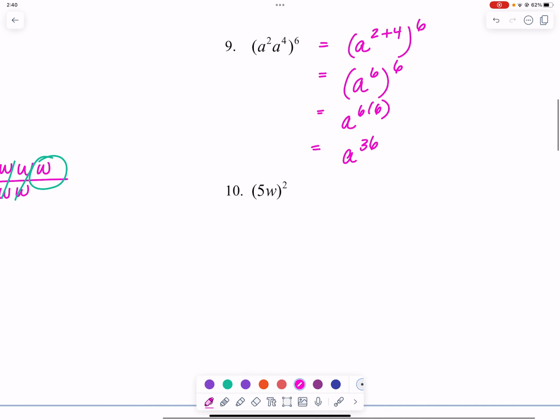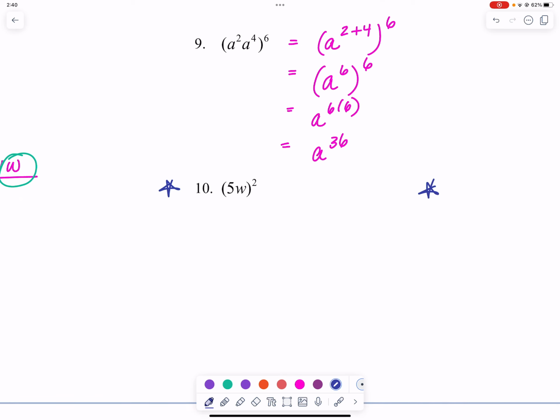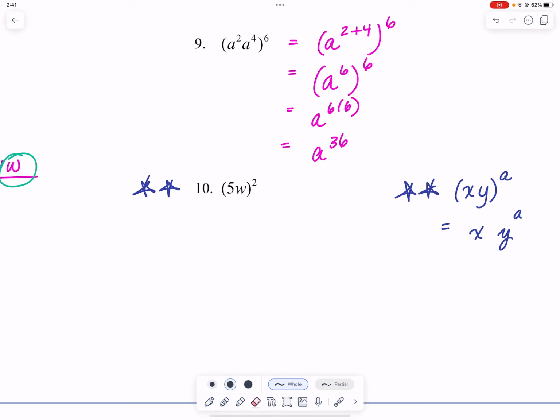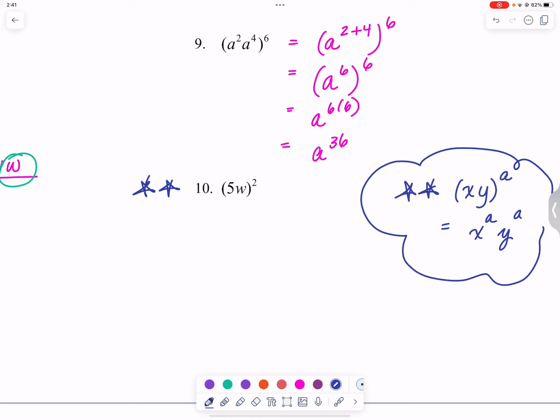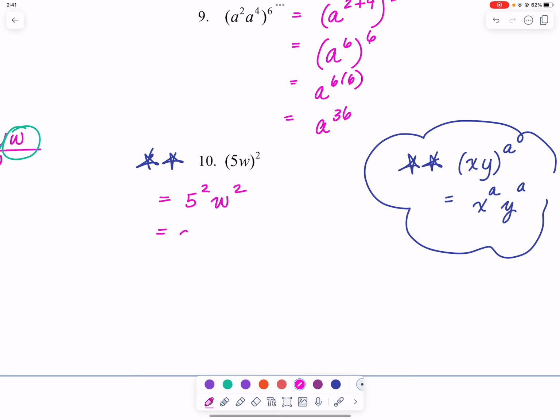Looking at number 10, this is a really important property. Let's write something out to the side. Keep in mind that if you have x, y to a power, each one of those factors gets that power. Okay? It's almost like distributing that power. So in this case, we are going to have 5 squared multiplied by w squared. So we have 25w squared.